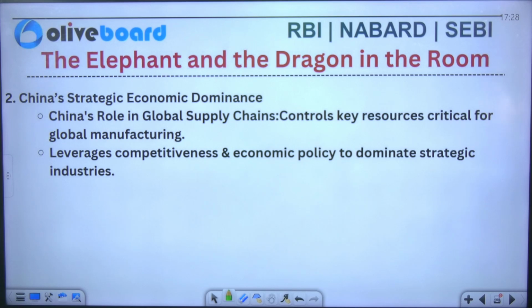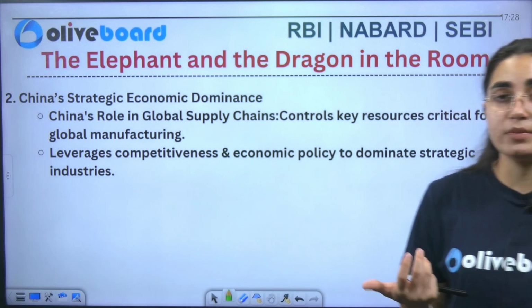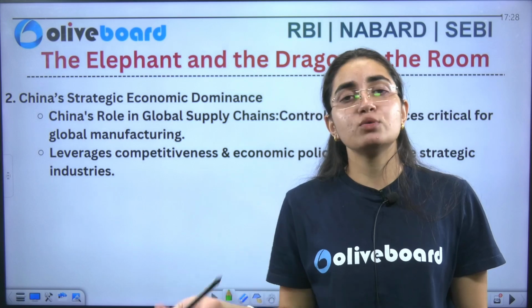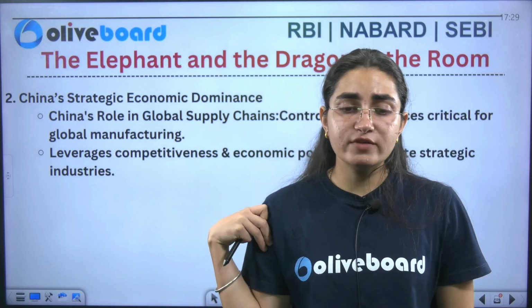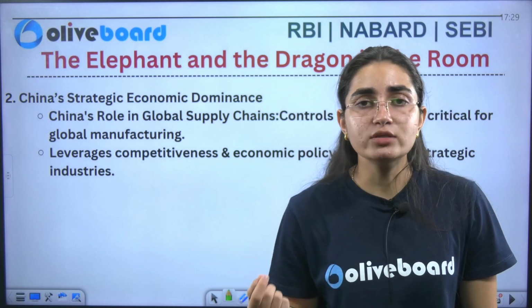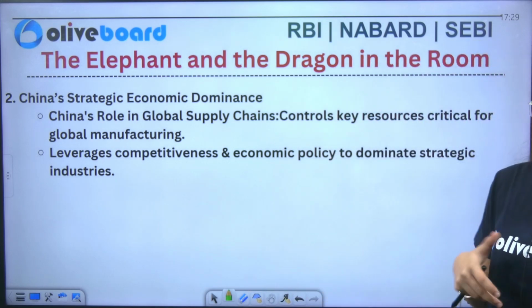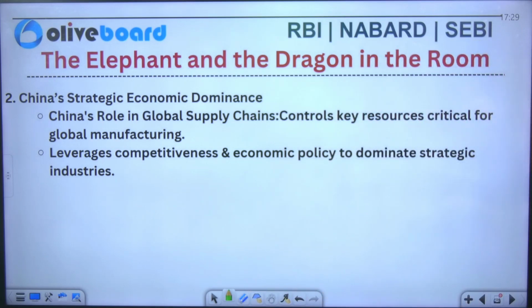So it controls key areas that are critical for global manufacturing. That is the reason we are continuously worried that we will have to continuously rely on the Chinese economy. And if we want to shift towards clean energy, particularly talking about China, it is rich in it, and we do not want to be completely reliant on China only. It leverages competition and economic policy to dominate the strategic industries.